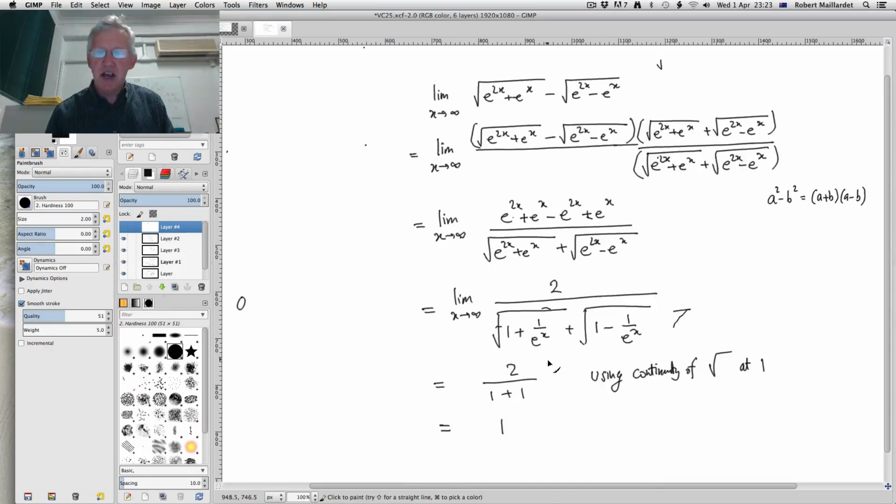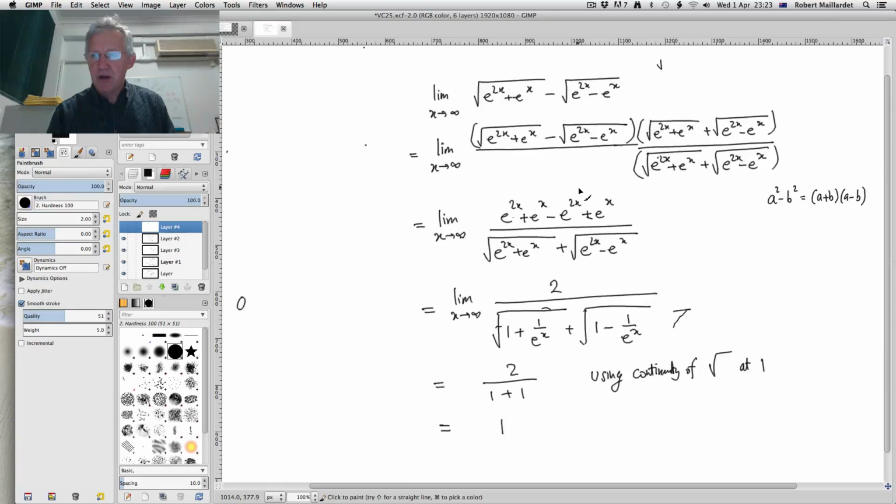This is a pretty standard argument by now. You've seen this quite a bit. You've got a square root minus another square root. And the obvious thing to do is to use the difference of two squares. So you multiply by the conjugate. We're using this pattern, a squared minus b squared is a plus b times a minus b.